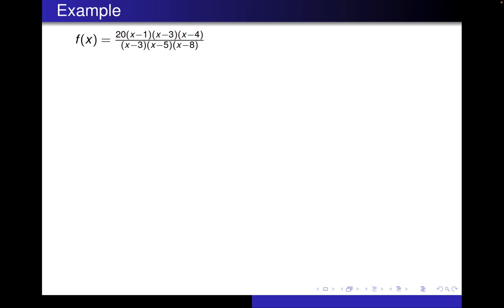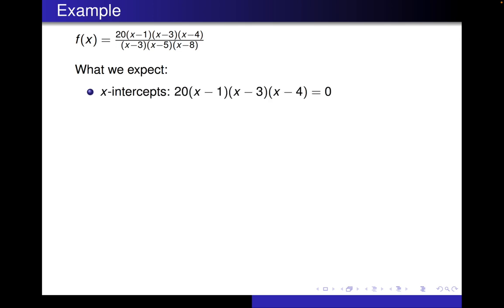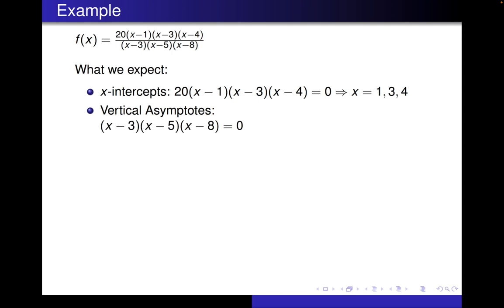So here's one that's pre-factored for you. I'm not going to make you factor that one from scratch. We have 20 times x minus 1 times x minus 3 times x minus 4, all over x minus 3 times x minus 5 times x minus 8. Based upon our previous experience, here's what we might expect. We'd expect x-intercepts where we set the numerator equal to 0, and that happens at x equals 1, 3, and 4. We'd expect vertical asymptotes where the denominator is equal to 0, and that happens at x equals 3, 5, and 8. Well, let's see what happens in the real world.